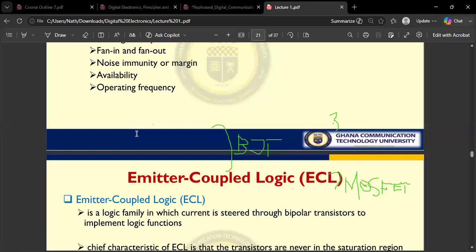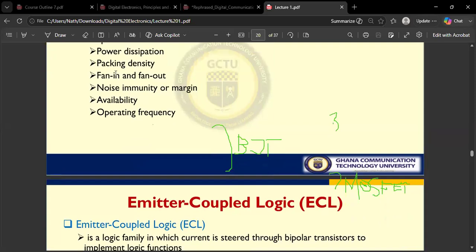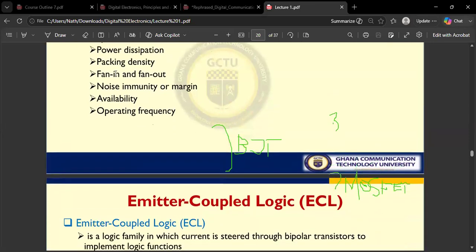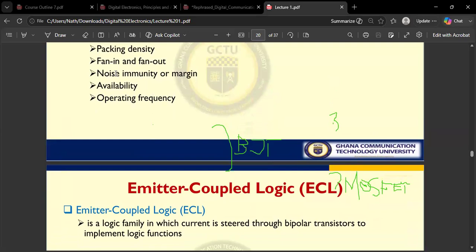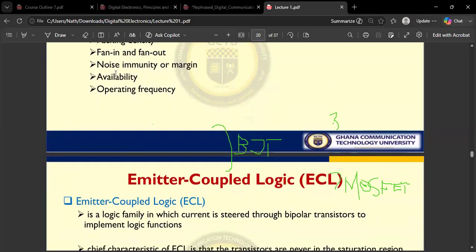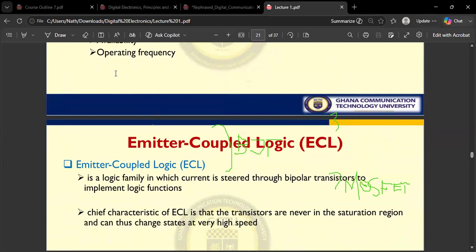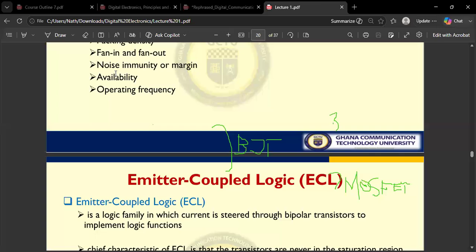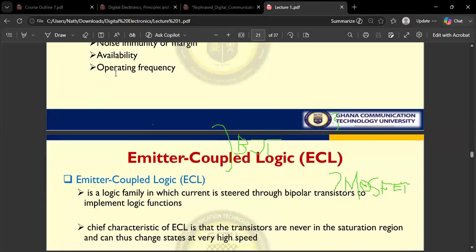So like I said, the logic families all have their limitations: the speed limit, power limit, packing density limit, fan in and fan out limit, noise immunity limit, availability as well, and then the operating frequency limit. If you are working on your project, operating at, let's say, 3 gigahertz, you can't go for the obsolete ones, like the resistor transistor logic or the diode transistor logic. You can't go for it. You can go for the CMOS, right?